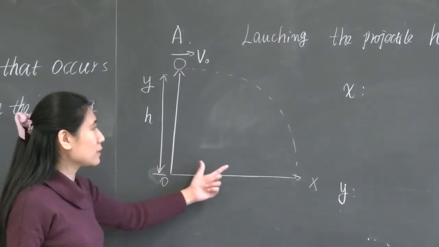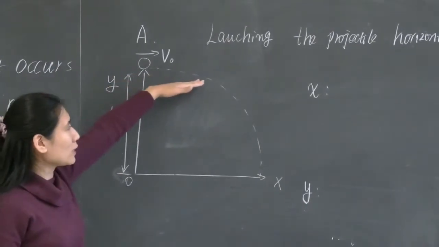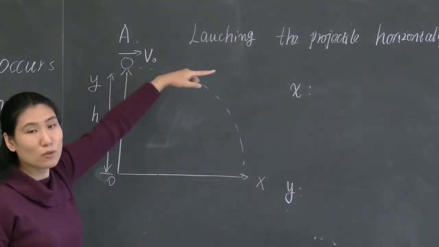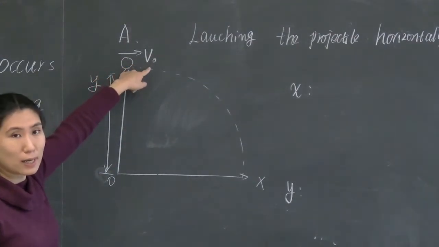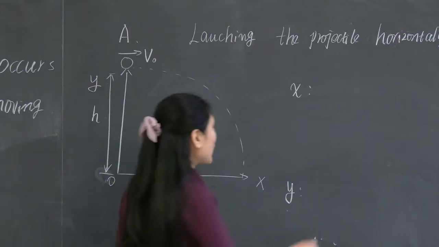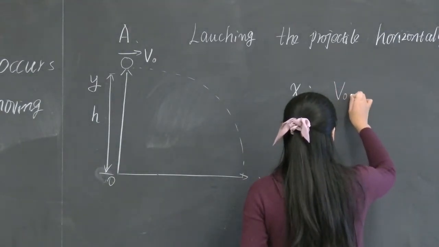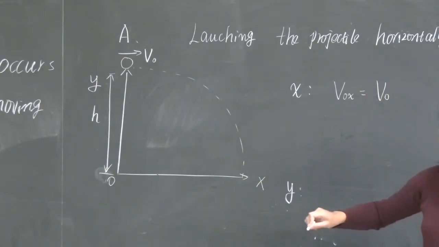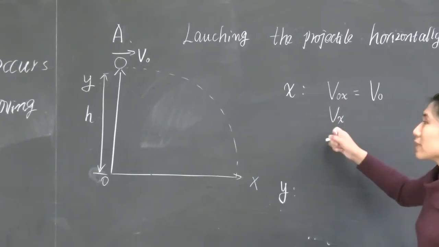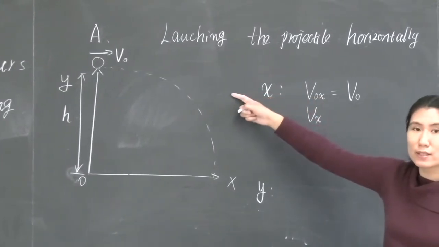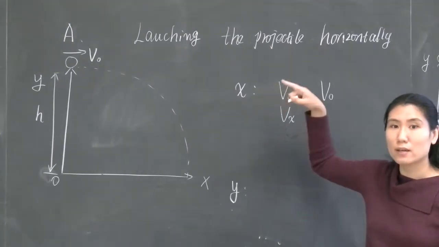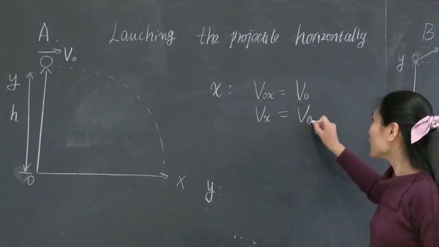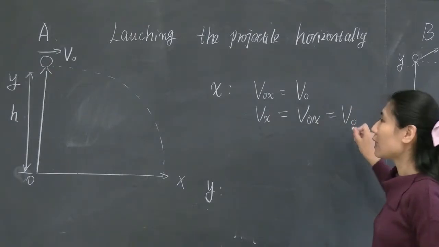Let's see the x direction first. For the x direction, there is no actual force on this object because the object is moving along the x direction only with a constant velocity, which is v naught. So we can write down along the x direction, the initial velocity is v naught. And with time change, this velocity doesn't change because there is no actual force, so there is no acceleration along the x direction. So this Vx is a constant equal to the initial velocity, v naught.